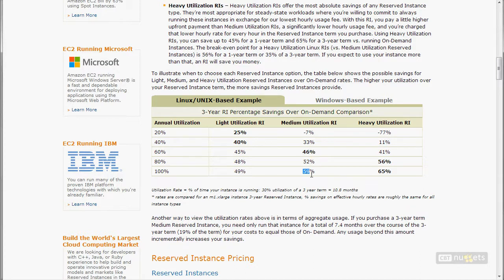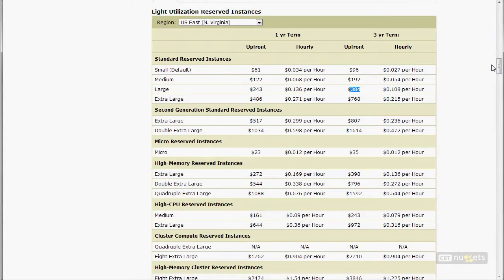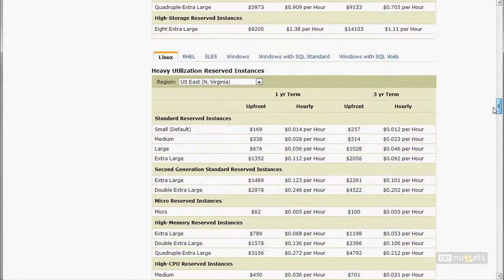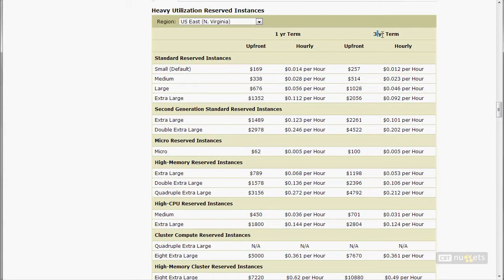So you're saving 59% on a 3-year basis over on demand versus 49% if you would have gone with the light utilization. Now over here on the heavy utilization reserved instance, running it 100% of the time, you actually save 65%. Again, look here, large instance, 3-year term, 10 cents an hour, but you have a $384 upfront cost. You know there's a spreadsheet waiting for you when you're doing all this. Same thing, we've got a 3-year term for a heavy utilization reserved instance. Whoa, look at that, $1,028 upfront, take my credit card, but then we drop our hourly rate down to 4.6 cents an hour.